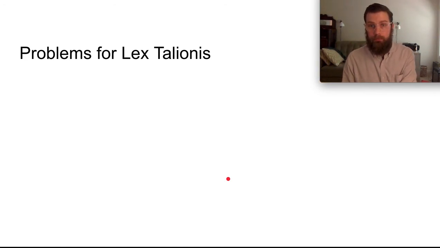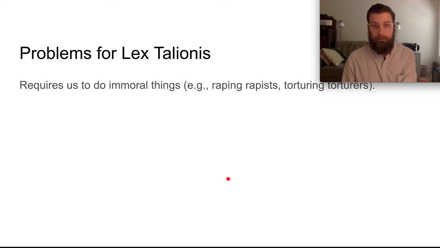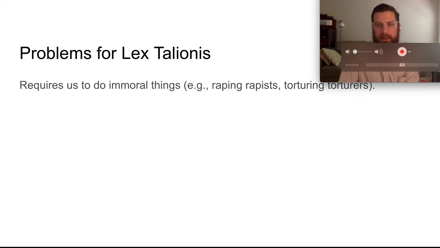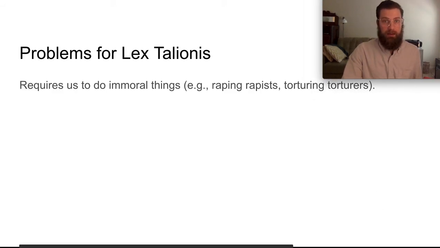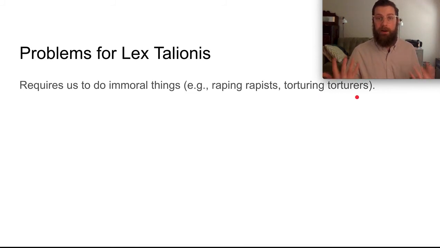But Nathanson sees problems for this view. The biggest problem that he sees is that it requires inhumane treatment, or it requires us to do morally immoral things, right? So he says that if we take lex talionis at its word, we would have to rape rapists, we would have to torture torturers. But the argument would say, look, raping and torturing are never okay. So any theory that requires us to rape people or torture people cannot be the correct theory of morally justified punishment.